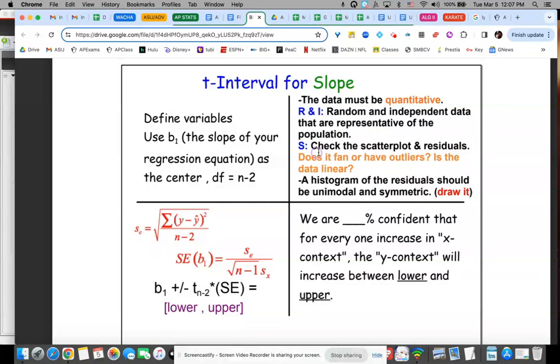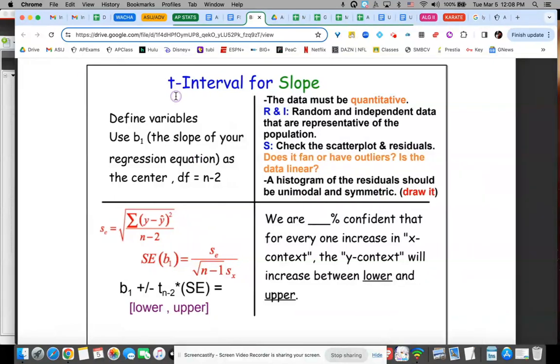All right, so we got to check the scatter plots and the residual plots. Does it fan? Do we have any outliers? Or does it look linear? Is it like a nice, evenly scattered distribution? Right? And then the last thing is the histogram of the residuals. You're supposed to make sure your residuals are nice, unimodal, and symmetric. There's a really good reason for that. We're going to be doing predictions.